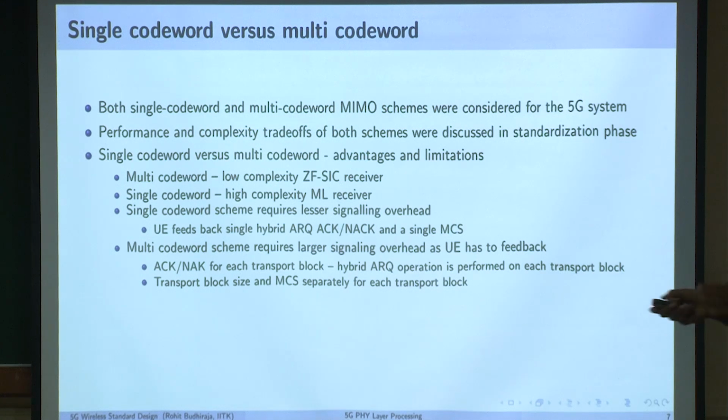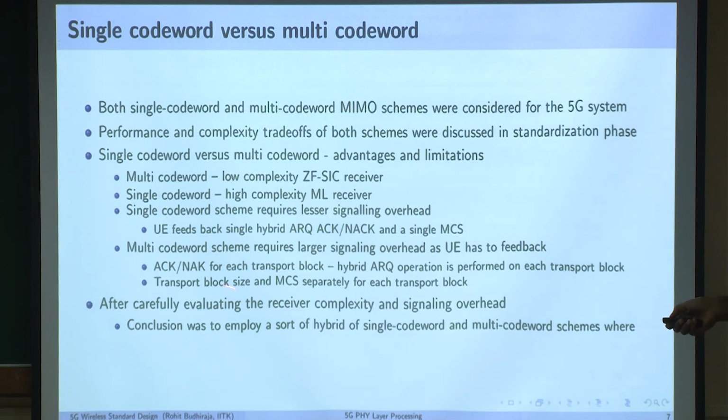Now, if you do this multi-code word transmission, how many code words are you transmitting? You are transmitting multiple code words. For each of these code words, UE will have to transmit MCS. That is increasing the overhead. Now, after carefully evaluating the receiver complexity and signaling overhead, what was done?